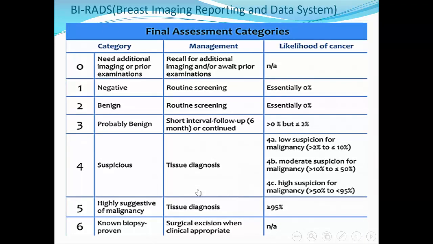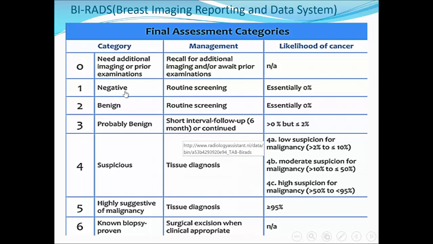And this is the BI-RADS classification. 0 needs additional imaging, or a prior examination is needed. Recall for additional imaging, and mainly it is ultrasound. You can give BI-RADS 0, and usually in a completely dense breast, it is better to do an ultrasound examination and not depend only on the mammogram.